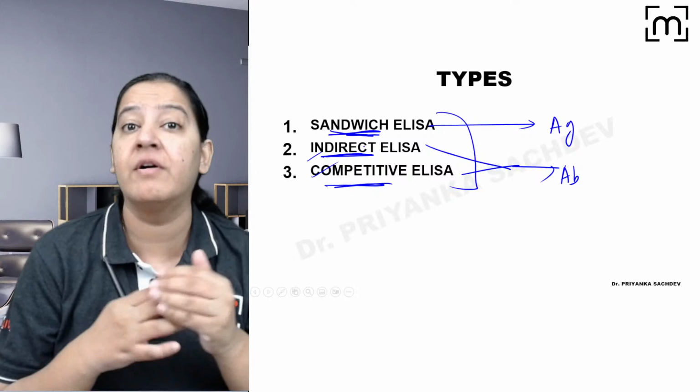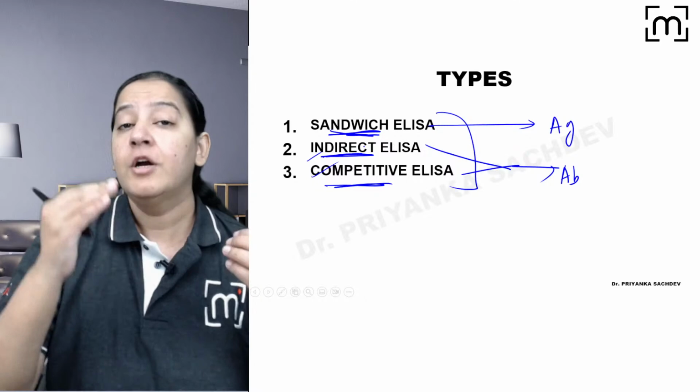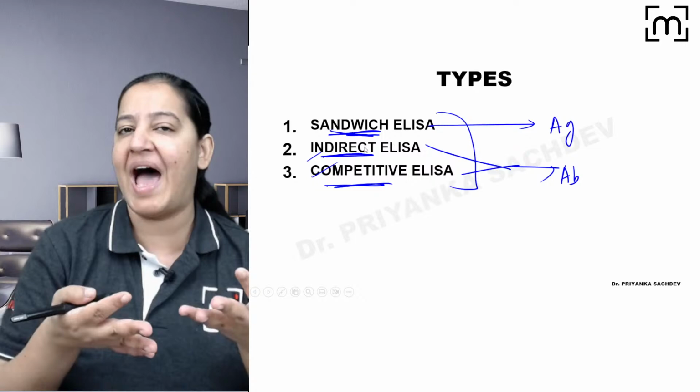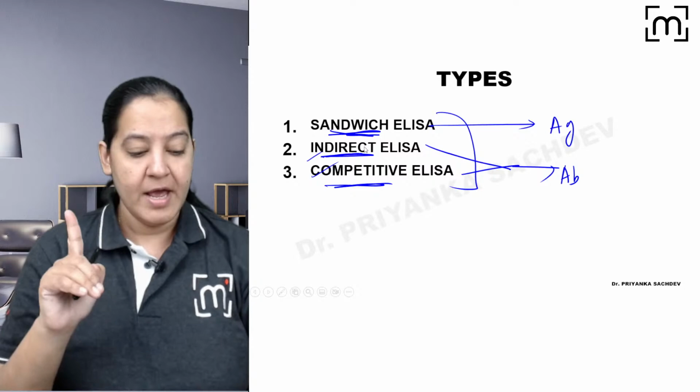Now, as I've told you, it's your choice. Being a doctor, it's your choice what you want to detect in your patient sample. You want to detect antigen in the sample, or you want to detect antibody in the sample to prove that the particular patient has a particular infection. You can do either, or you can do both also to double confirm, double sure. So those are the three types of ELISA. Okay. Now we will take a well.